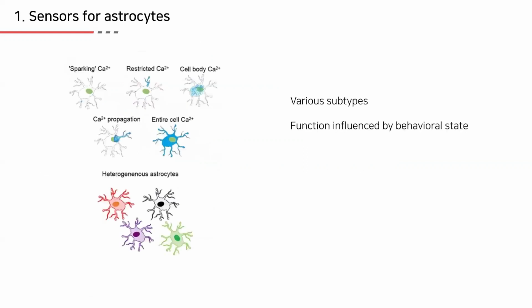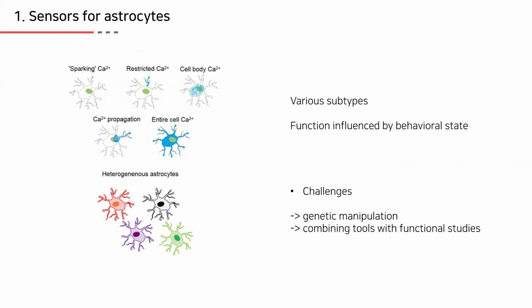But still, there were recent discoveries of astrocyte subtypes and their functions strongly influenced by behavioral state. Therefore, tools to genetically manipulate astrocyte genes and combination of these tools with functional studies will give us new insights into diverse astrocyte functions, mechanism of controlling neuronal circuits, and subsequent animal behavior, which can eventually lead to further insights about central nervous system diseases.